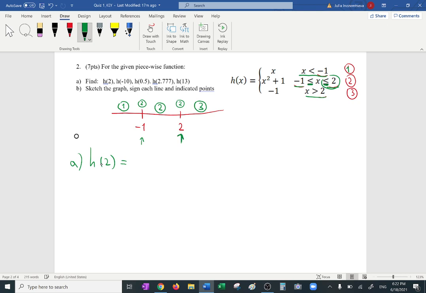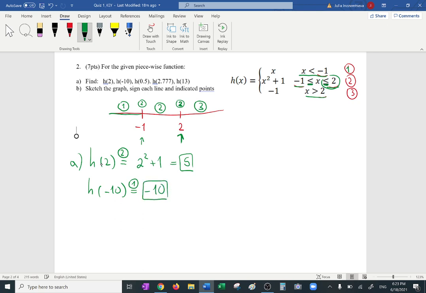Here is my number 2. It says look at equation number 2. So I will be plugging everything into function number 2. That is 2 squared plus 1, which is 5. What is h of -10? Well, -10 is over here on the left from -1. So I'll be looking at equation number 1. That is just x. So it's going to be -10.